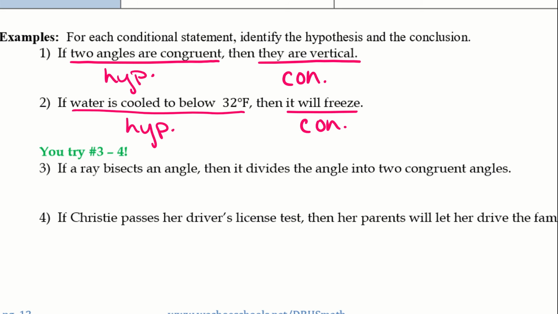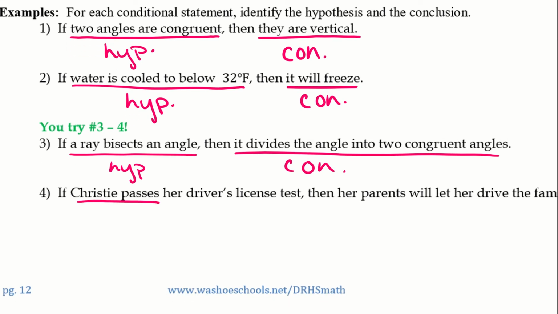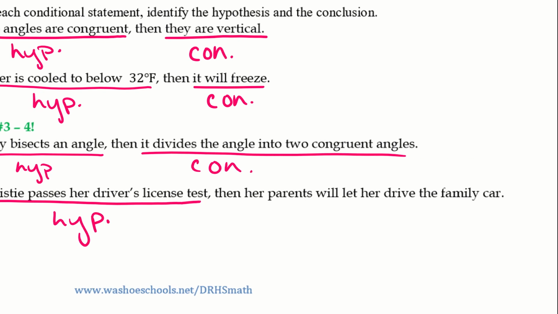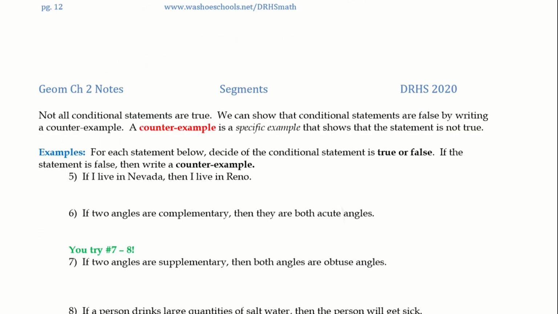All right, hopefully you had a chance to get that. So here is the hypothesis for number 3, a ray bisects an angle. And then the conclusion, it divides the angle into 2 congruent angles. 4, Christy passes her driver's license test is the hypothesis. And the conclusion, her parents will let her drive the family car. All right, let's go ahead and go on to the next page.